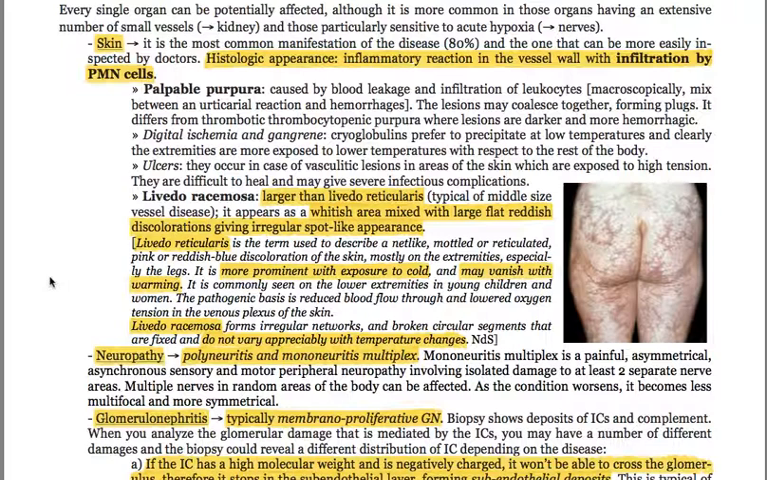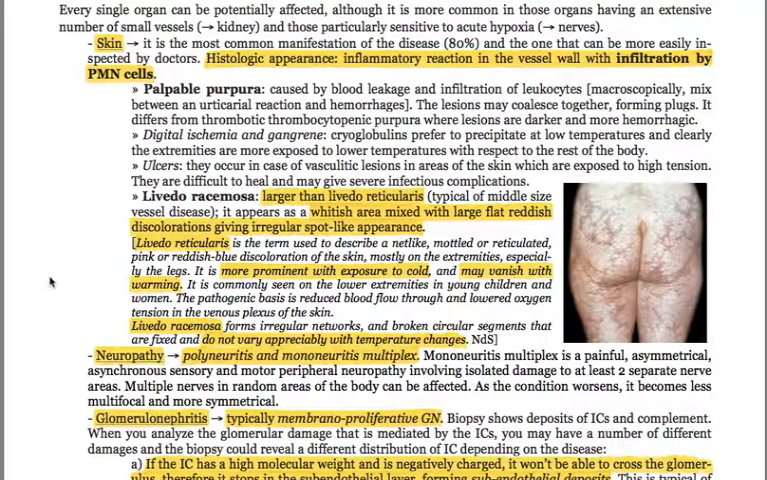At histological appearance, we have an inflammatory reaction in the vessel wall with infiltration by polymorphonuclear cells. We have palpable purpura, which is caused by blood leakage and infiltration of leukocytes. Macroscopically, we have a mix between an urticarial reaction and hemorrhages. The lesions may coalesce together, forming plaques. It differs from thrombotic thrombocytopenic purpura, where lesions are darker and more hemorrhagic.